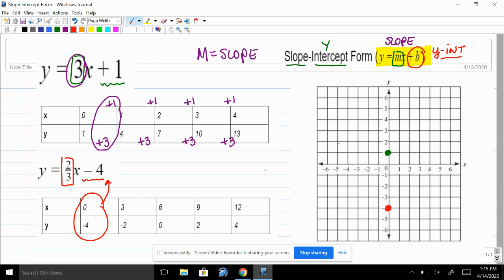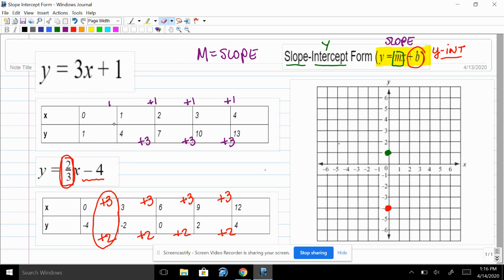Down on the bottom there, the pattern in our x's is up 3, up 3, up 3, up 3. The pattern in our y's is up 2, up 2, up 2, up 2. I don't think it's a coincidence that your pattern 2 over 3 is also reflected in the problem. So what I'm getting at here, guys, is this.